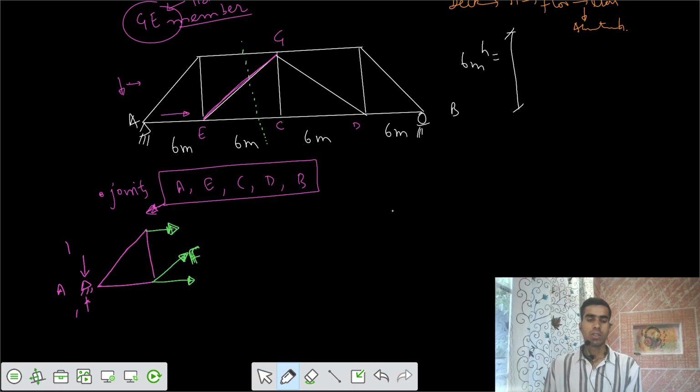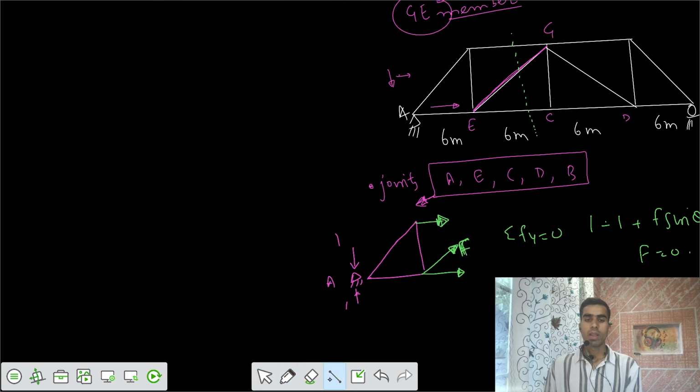So if I apply summation of forces in the y direction, one force is downwards and one is upwards, and there is also a component of F, F sine theta, upwards. That equals 0. That means F is 0 for this part. So when the load was at point A, the ordinate of your ILD for GE was equal to 0.